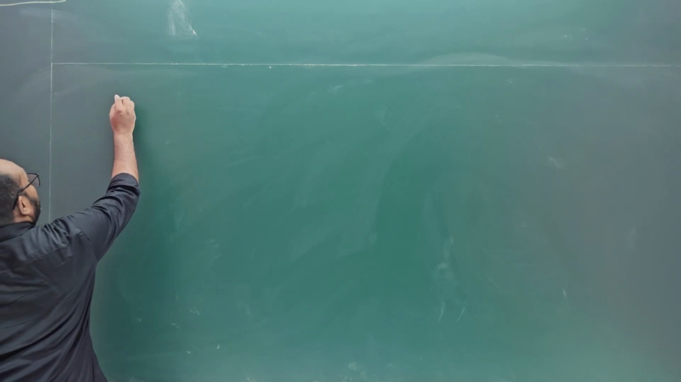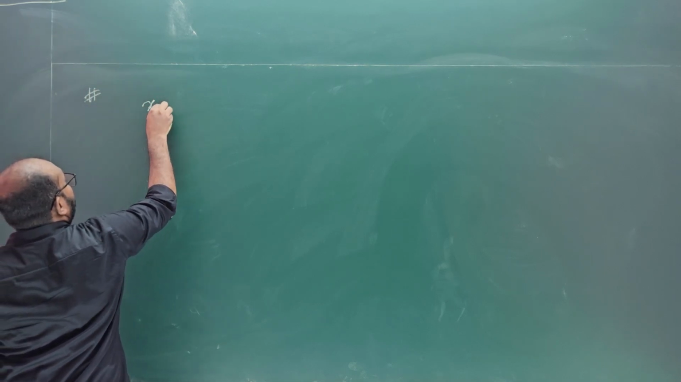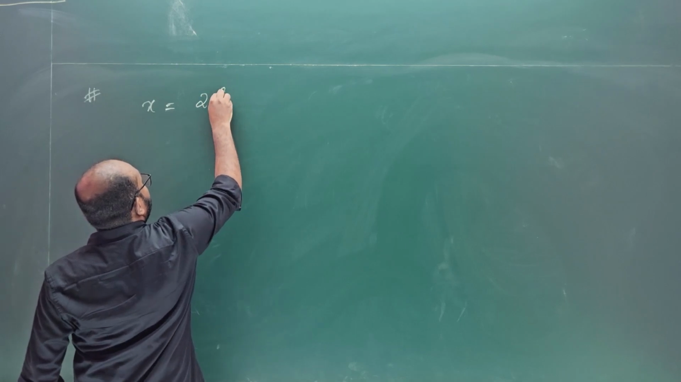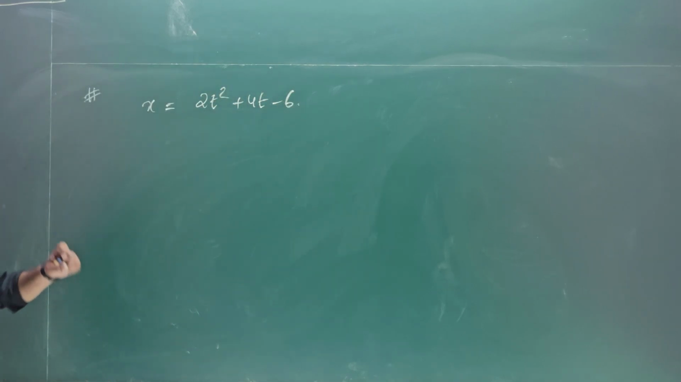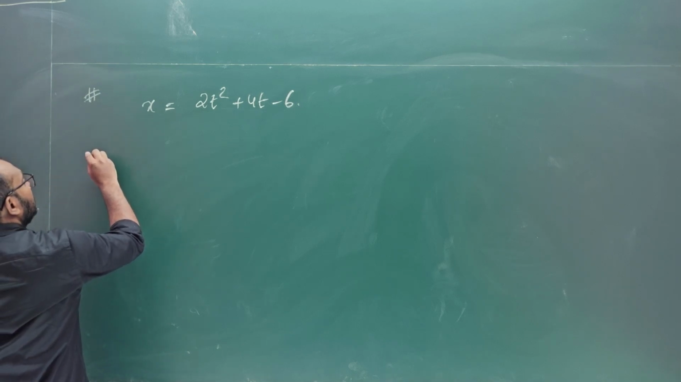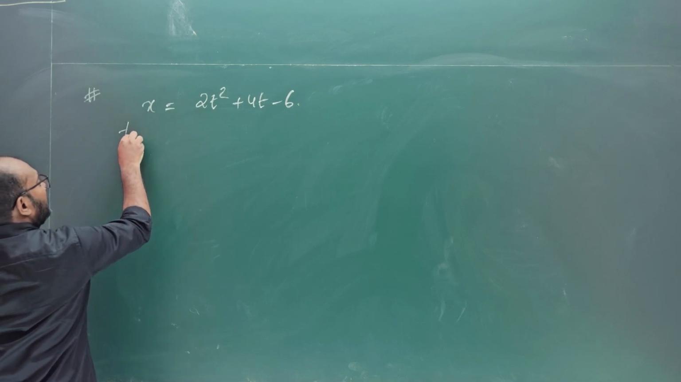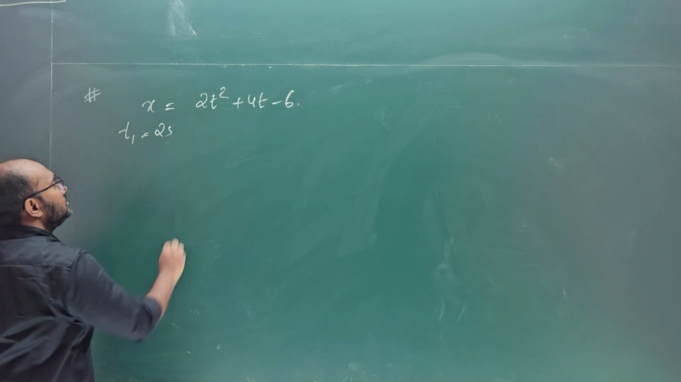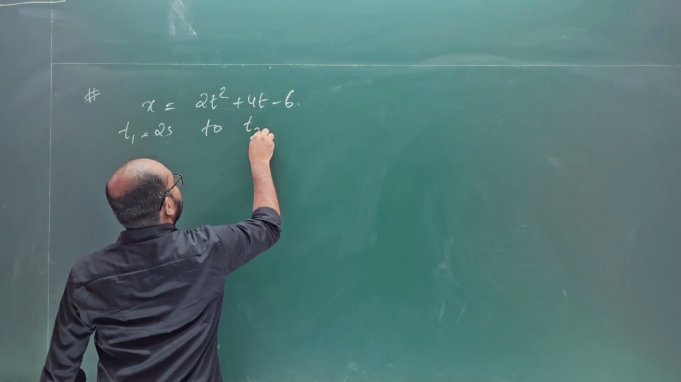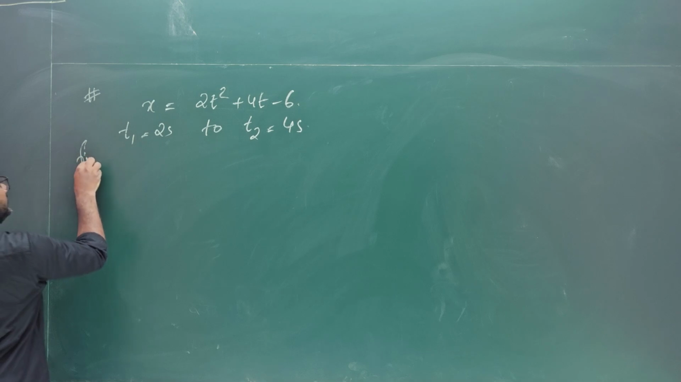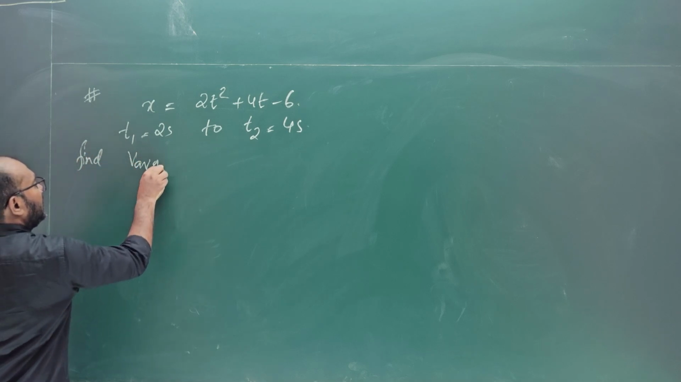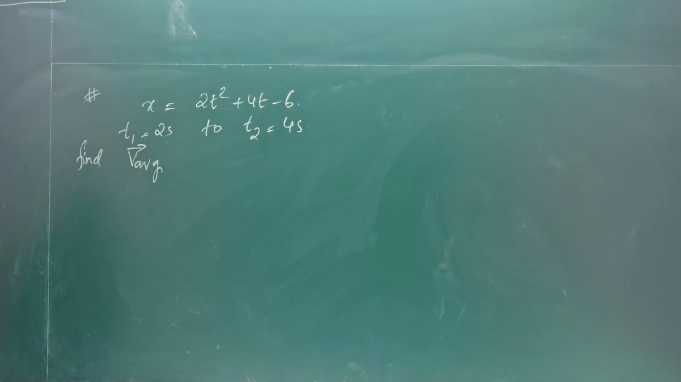Okay, now, given that x is equal to 2t square plus 4t minus 6. This is the given equation, and the body traveled from t1 equal to 2 seconds to t2 equal to 4 seconds. Question is, find the average velocity. I will do one, you have to do one.